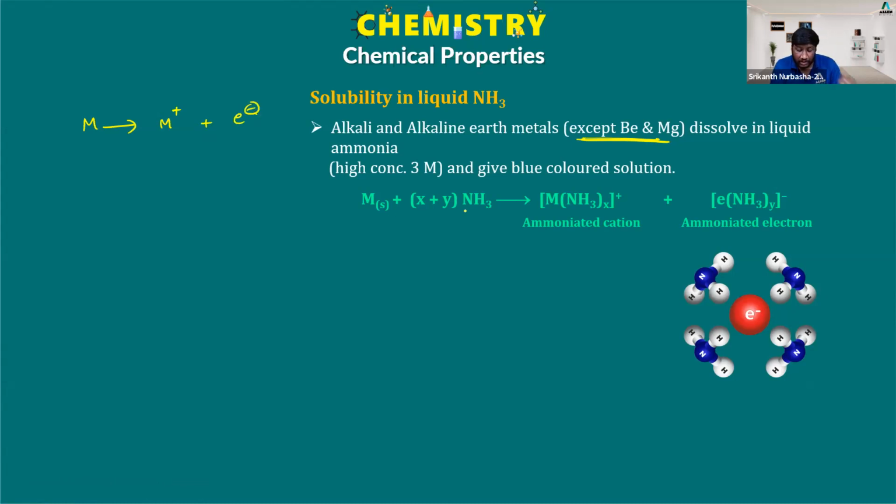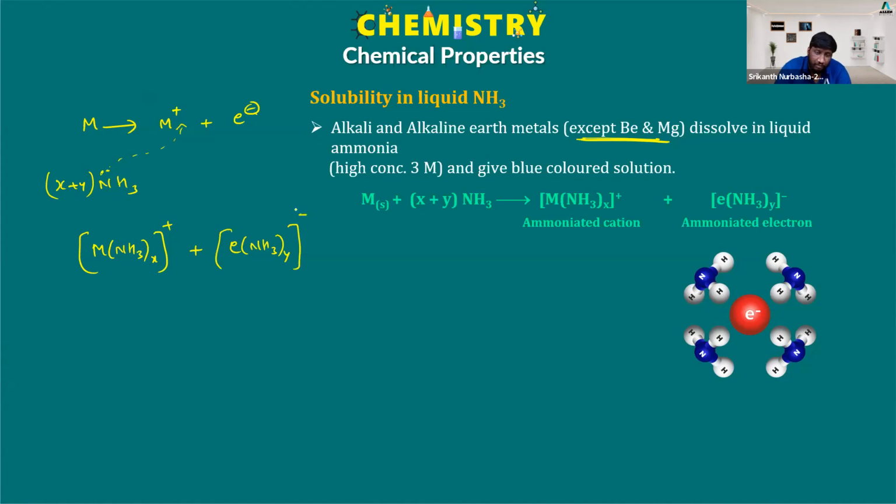Let us say metal M is reacting with X plus Y moles of ammonia. Metal M is giving M plus and an electron. We have X plus Y moles of ammonia. Ammonia has a lone pair of electrons. Let us say X moles of ammonia will develop electrostatic attraction with the M plus ion, because ammonia has a lone pair of electrons. It can attract M plus. That will form M(NH3)x plus, and the electrons, whatever is present, will also be coordinated with ammonia.